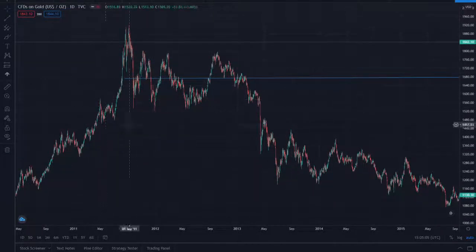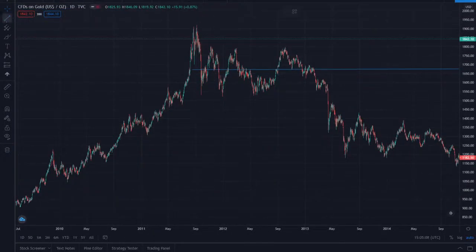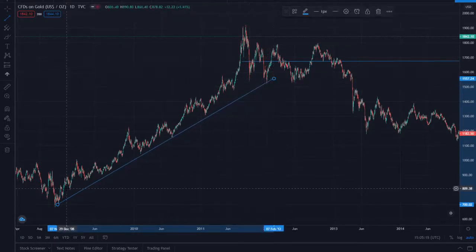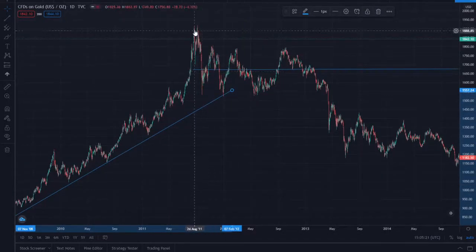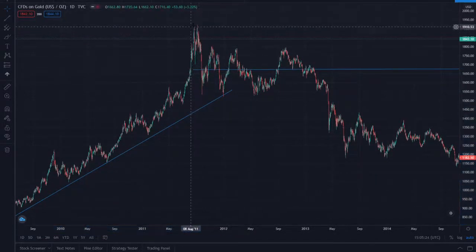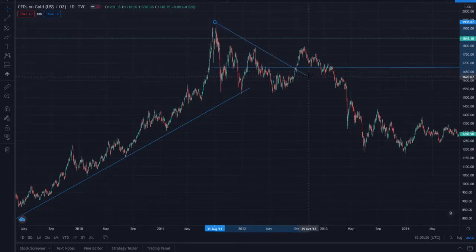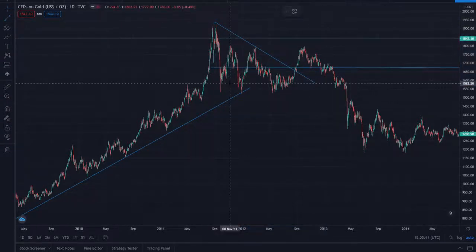2000 and what is this, 11, 12, we had kind of a similar movement where we formed higher highs and higher lows for 2008, 2012, for 4 years. And here was the last higher high. And then we formed this kind of bullish flag here.